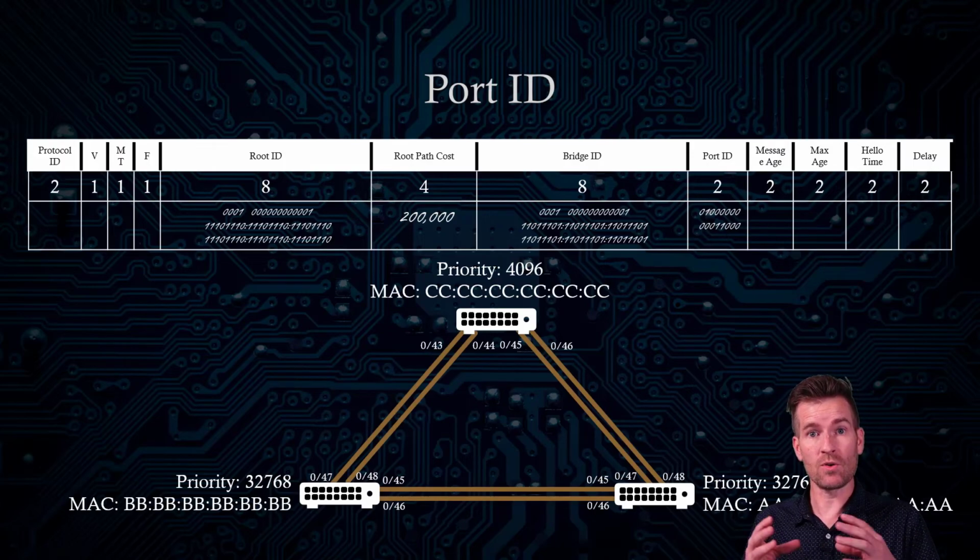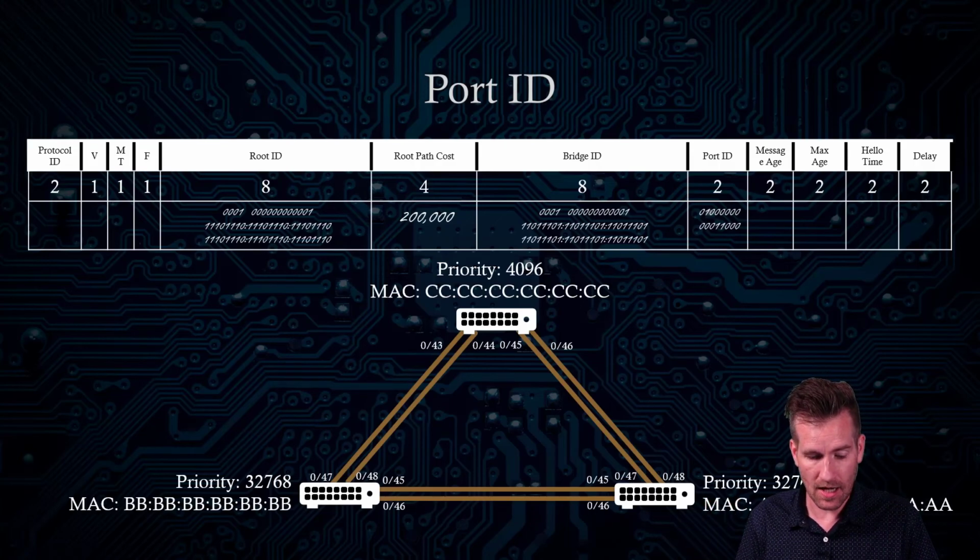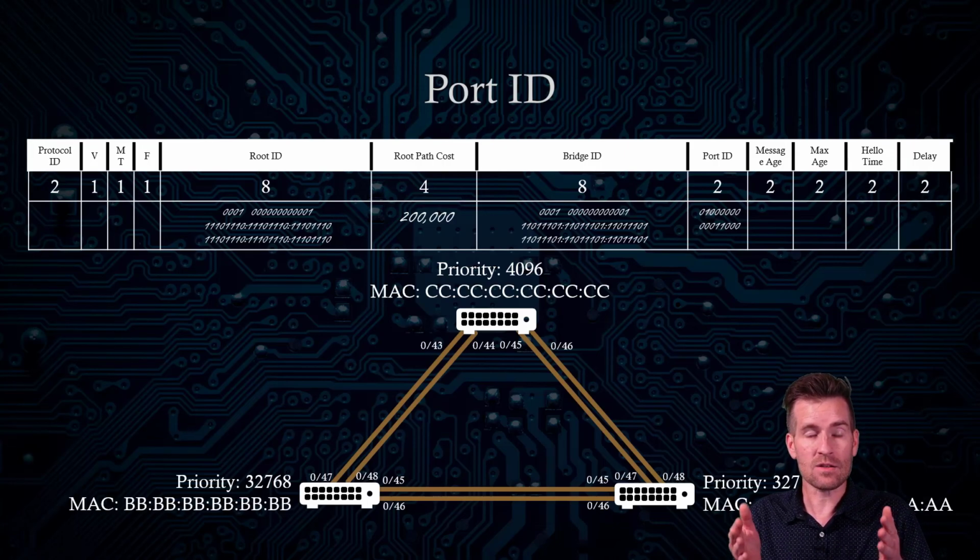There you have it. Those are the bridge protocol data units that are going to be sent out along each one of those interfaces. Some of those are going to remain the same no matter what, such as the bridge ID. Some of those are going to change, like the root ID and the root path cost, while others, like the port ID, will change for every single port that it's sending out on.